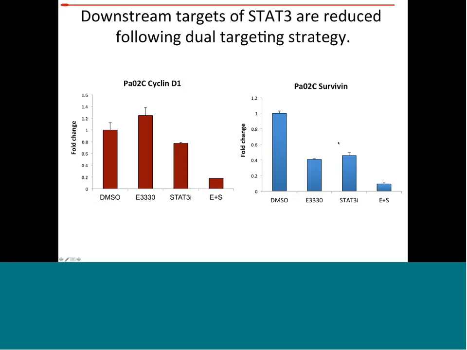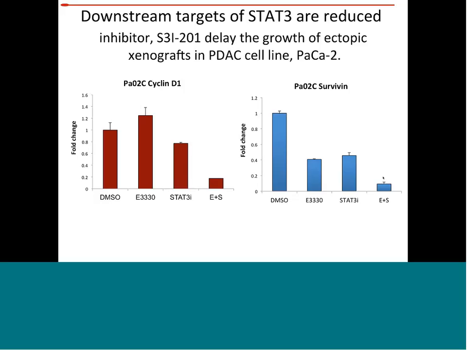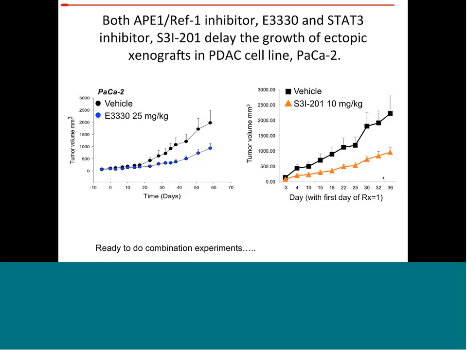And here, the survivin levels are actually reduced quite dramatically with the STAT3 inhibitors, and even more so when you do the combination treatment. So again, this is pointing that we are hitting STAT3, and when you combine E3330 and the STAT3 inhibitors, you're hitting STAT3 in a more dramatic way. So we've also done this in mice. This is just showing that APE inhibition can slow down tumor growth as well as STAT3 inhibition. So now we're ready to do the combination, and hopefully that will work even better.